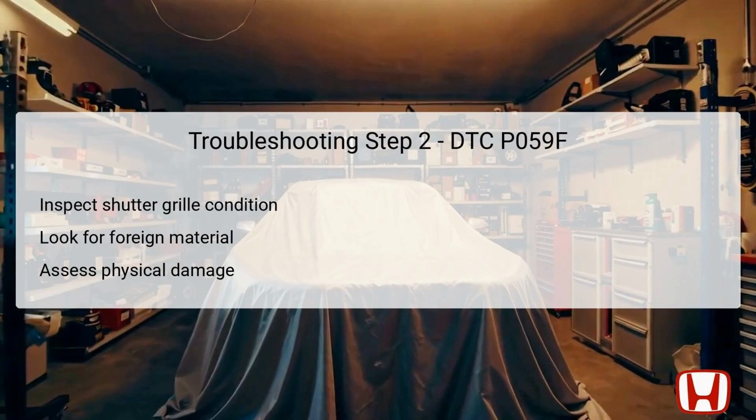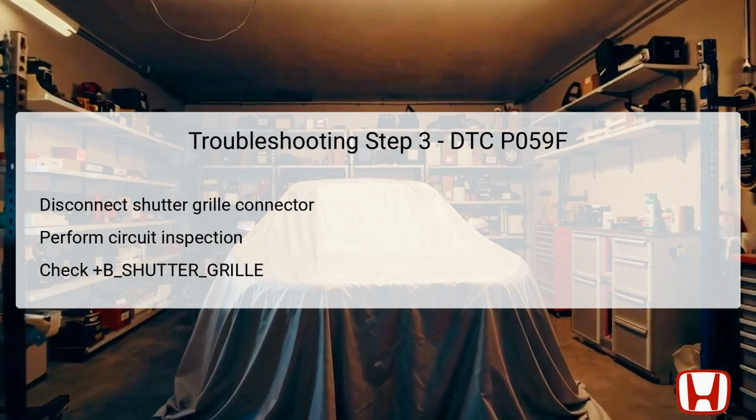If any abnormal conditions are identified, they need to be addressed first. The functionality of the shutter grille is vital for the engine's performance. Thus, any damage could disrupt airflow and cooling processes, potentially leading to engine overheating or reduced efficiency. If the grille appears intact, continue with further electrical inspections.